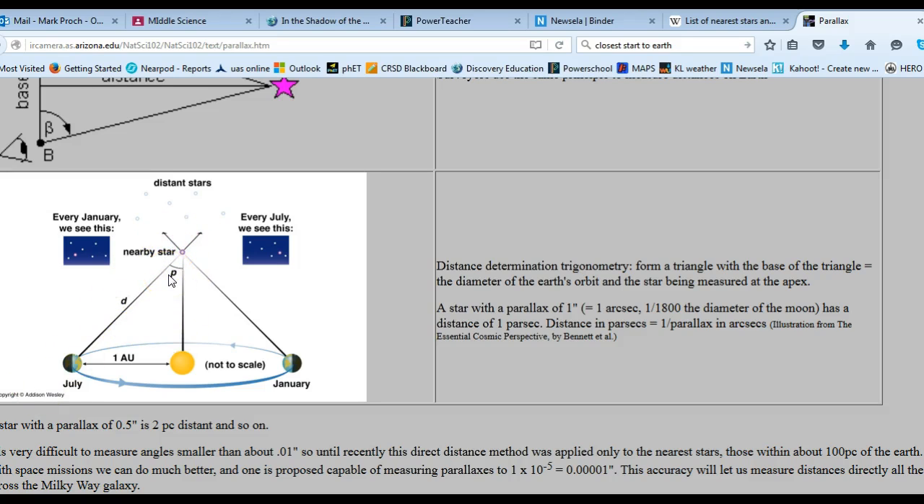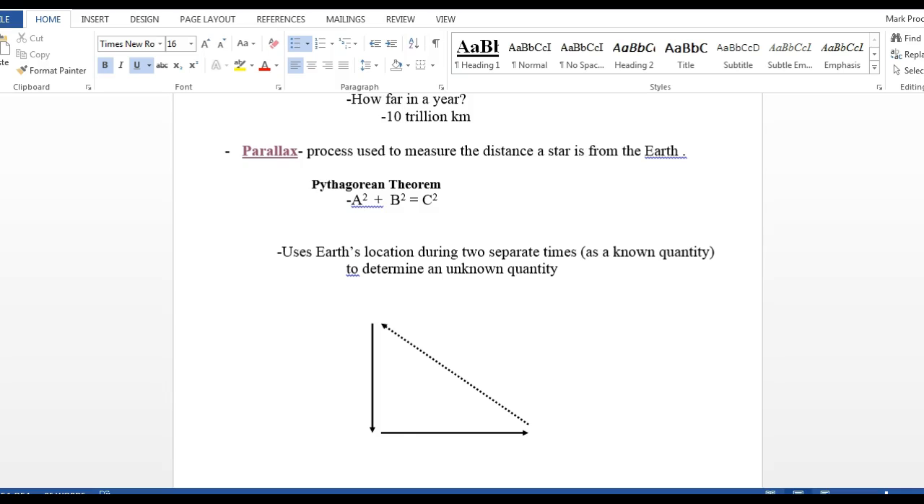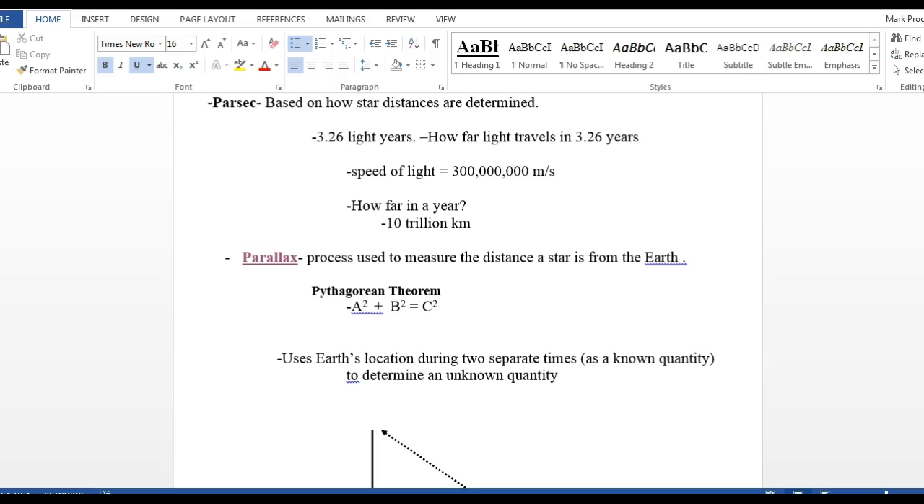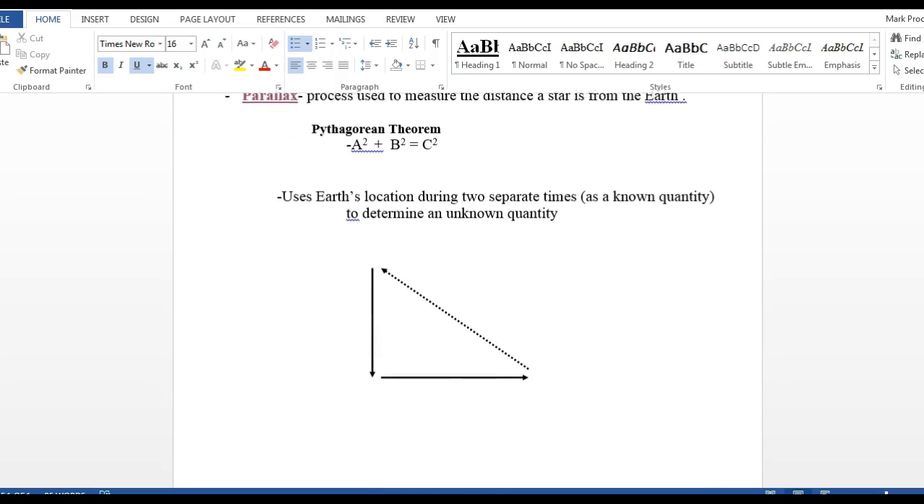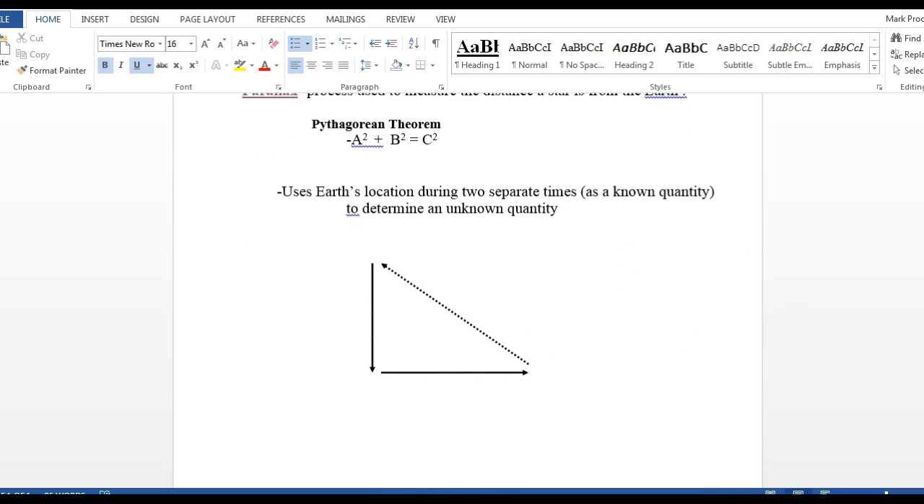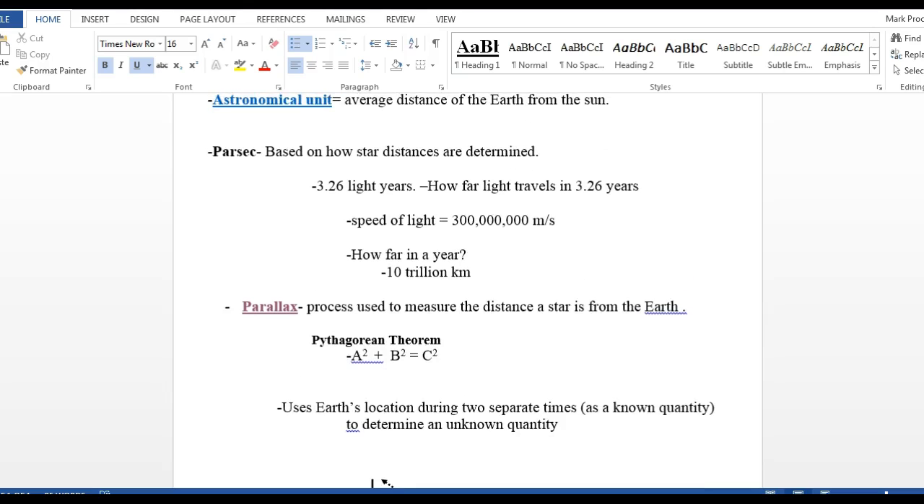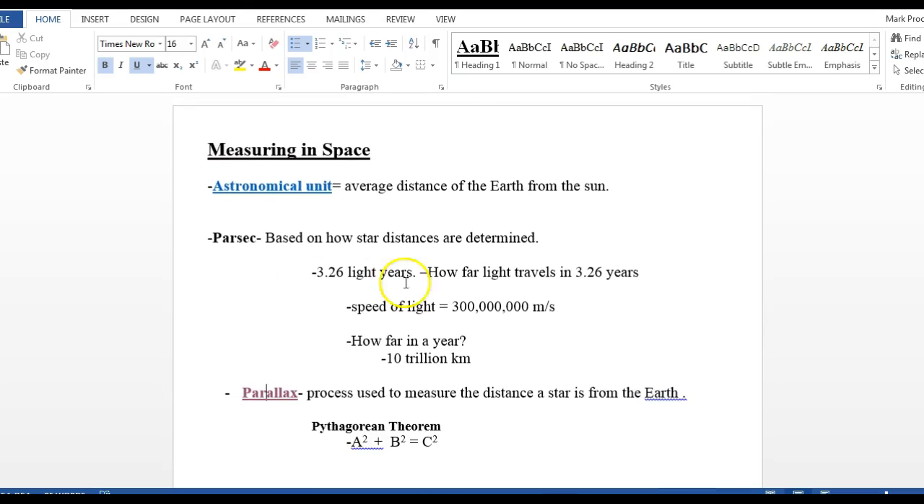Okay, and it's a little bit more complicated, but we're able to do that. So they use this idea of angles and geometry to figure out how far stars are away. They also have some other devices they use as well, but we're not going to worry too much about that. But those are our three main ones: parallax. They just use geometry, the Pythagorean theorem, to figure out how far a star is away, which is light years. Parsec is used for that, and then the astronomical unit.